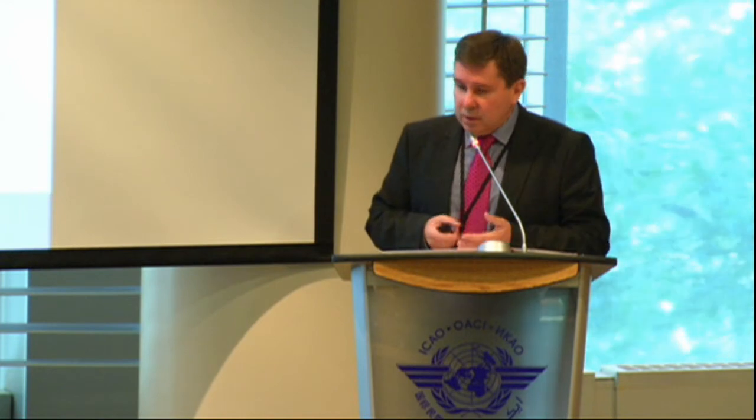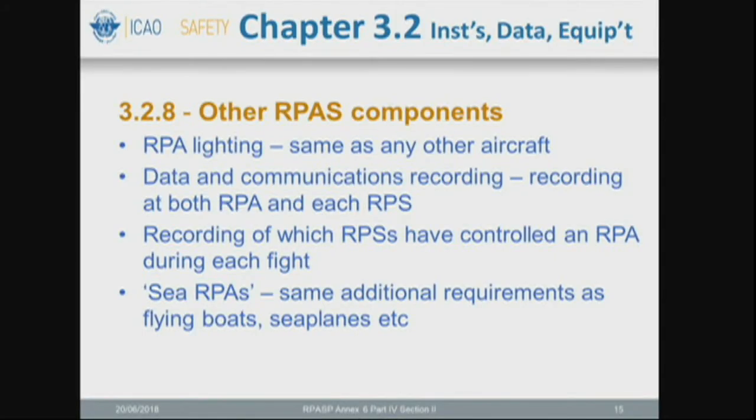Other RPAS components is a bit of a catch-all for a lot of the other elements within this section, really. We talk about lighting on the RPA. Again, no surprises. The lighting should be basically the same as it would be for a traditional manned aircraft because they're sharing the same airspace at the same time. So why would it be any different?